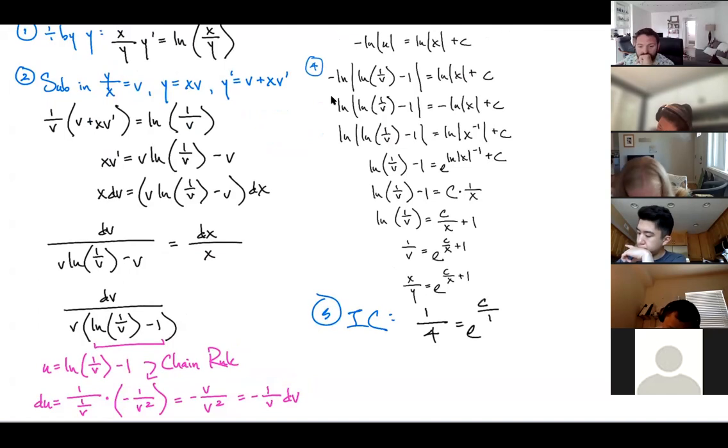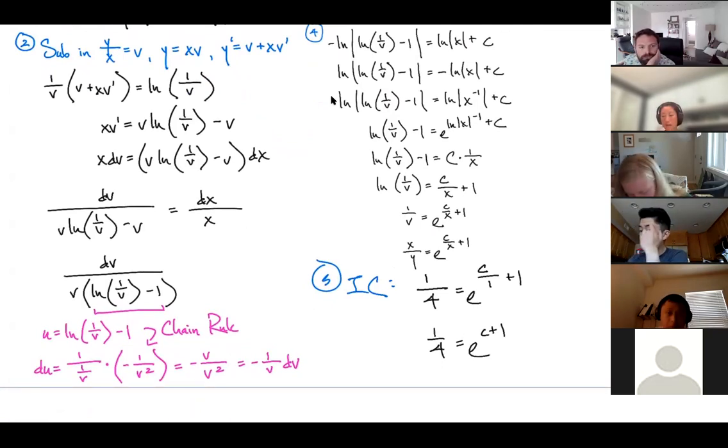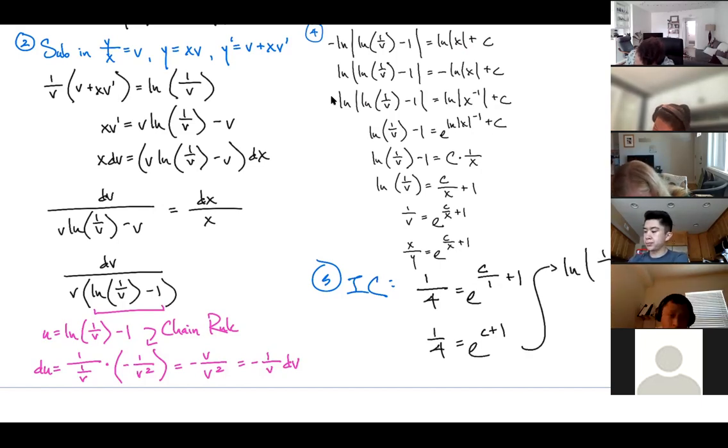So 1 in for x, 4 in for y, equals e to the c over 1 plus 1. And so we'll get 1/4 equals e to the c plus 1. But I want to find c. So how do I get c out of the exponent? Well, I use logs. So I'm going to log both sides so that I can get rid of the exponent. And that will give me natural log of 1/4, which is c plus 1. And so c is natural log of 1/4 minus 1.